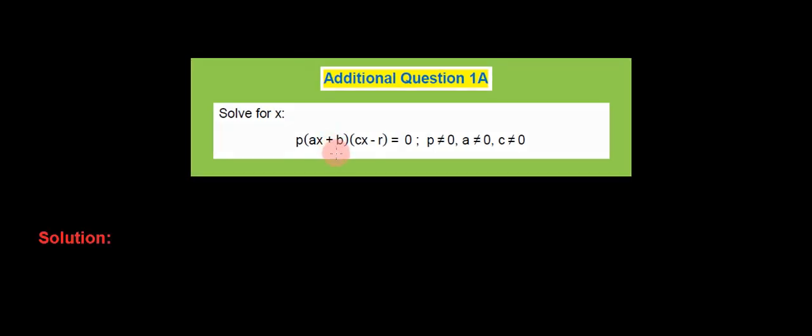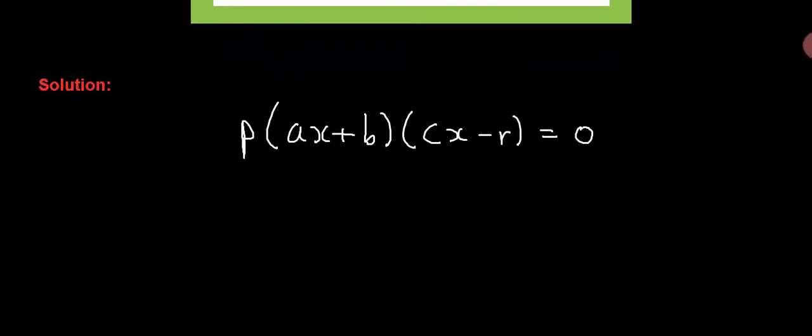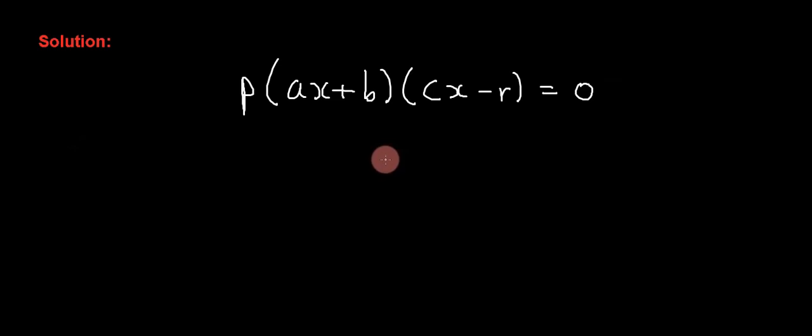Let's look at your answer to this additional question. So we have P(AX + B)(CX - R) = 0. And we are also told that neither P nor A nor C is equal to 0. We can use the zero product rule. We know that P is not equal to 0. So either AX + B must be 0 or CX - R must be 0.